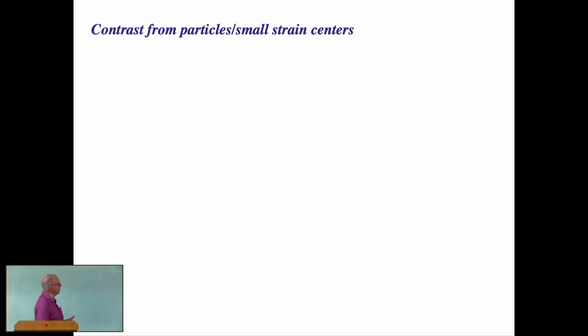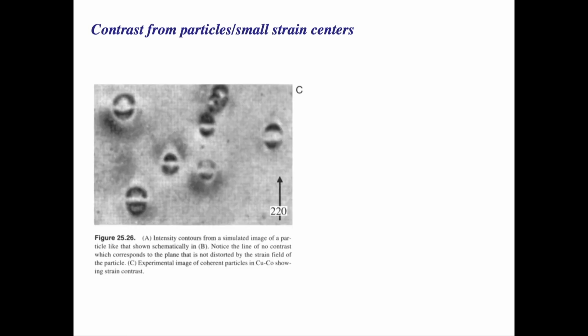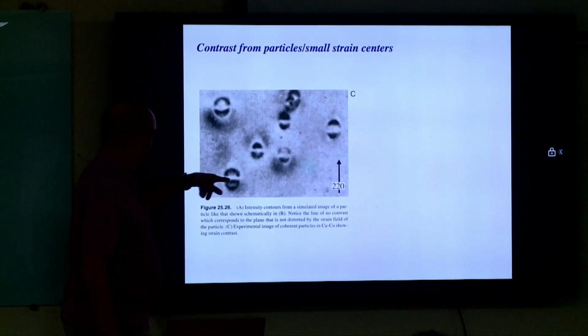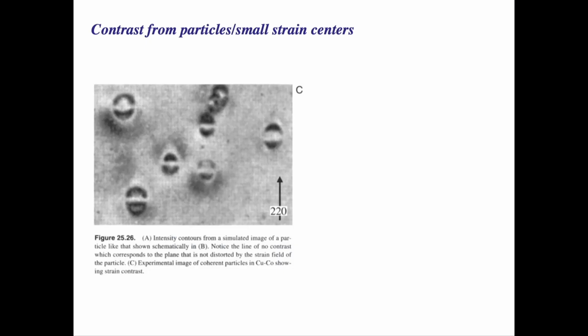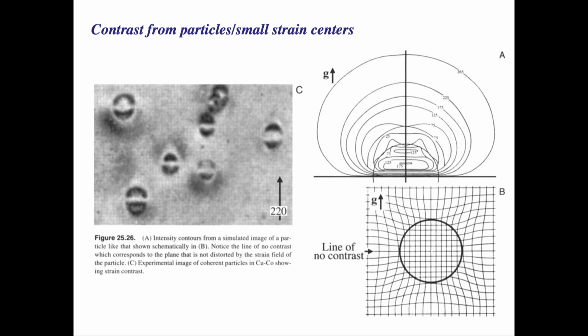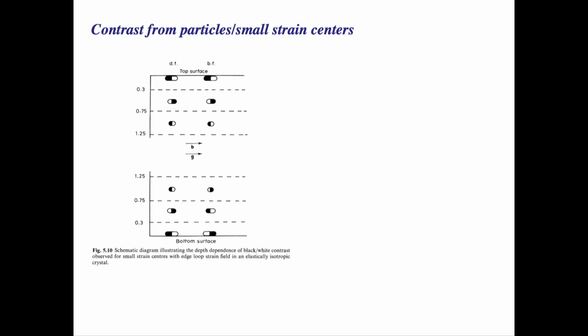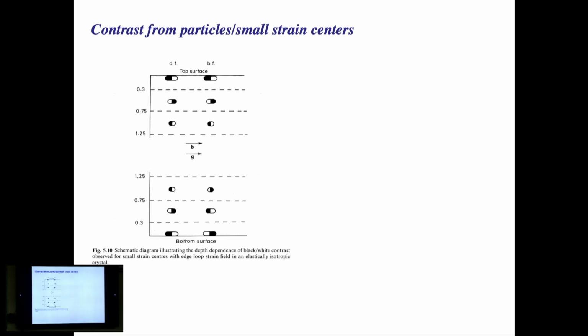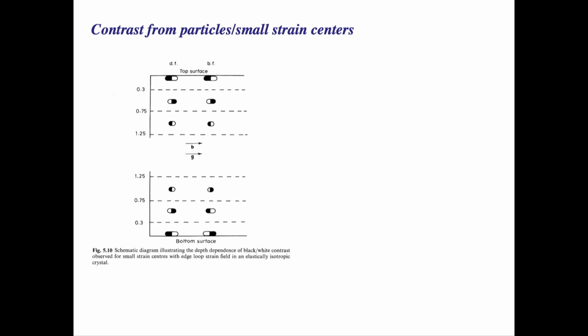Okay, contrast from particles and small strain centers. So this is intensity contrast from a simulated image of a particle. And notice the line of no contrast here, which corresponds to the plane that is not distorted by the strain field of the particle. So it's a very clear, very distinct image there. And you can calculate it, and the line of no contrast is basically along here in terms of the distortions around this particle. And depending on where you are relative to the top or the bottom surface, this is how the contrast varies for dark field on the left and bright field on the right.